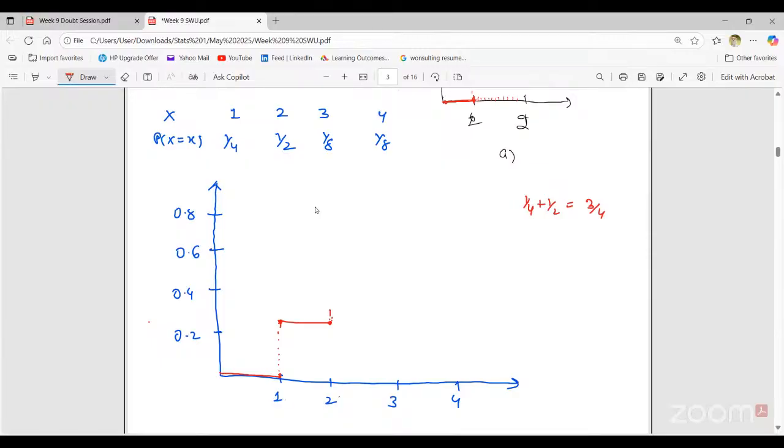Yes, ma'am. So this will be like here, somewhat here. Okay. Now, from 2 to 3, this will go like this till 3. Then again at 3, it will jump. At 3 by 4 plus 1 by 8, which will be equal to 7 by 8. Ma'am, Professor has written 7 by 8.